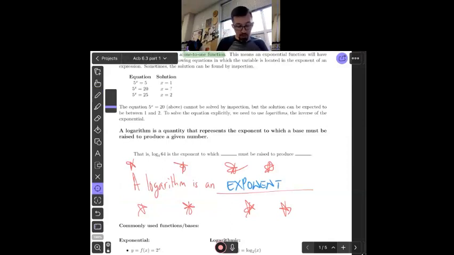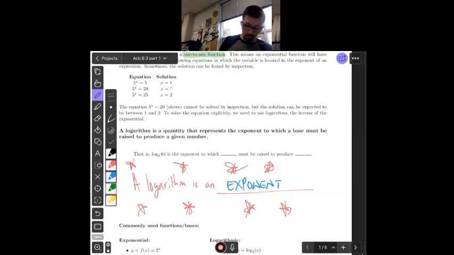Part of what we're going to be doing today is talking about how to read these, how you say this. So this is log base 4 of 64. How you read that is the exponent to which 4 must be raised to produce 64. I'm going to reword that here.